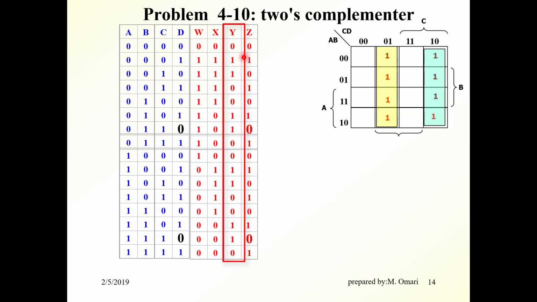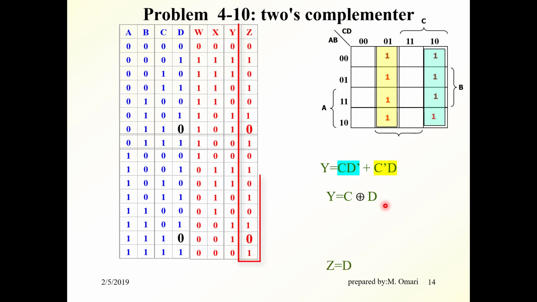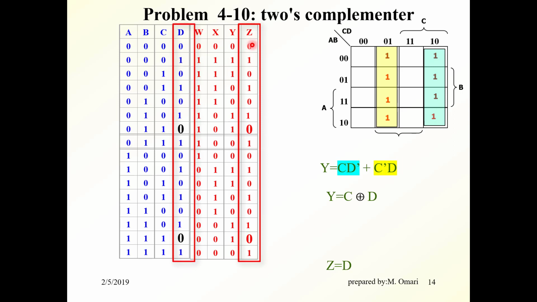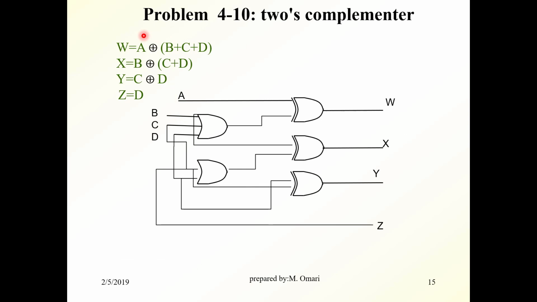If we map the output Y into the K-map, we get these two groups, and from these groups we get the first term, which is C D bar, and the second term, which is C bar D, and this of course is equal to the exclusive OR of C and D. Now you can try to find out the output Z from the truth table, and you will find out that Z is actually equal to D. These are the final outputs W, X, Y, Z for the device that I'm looking for.